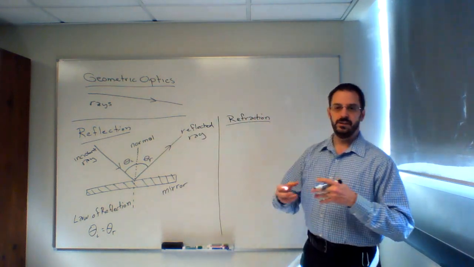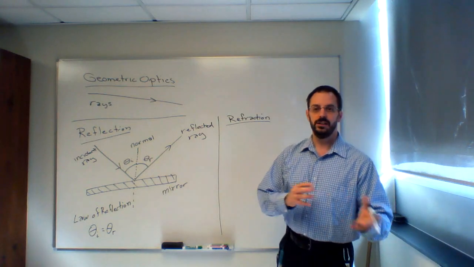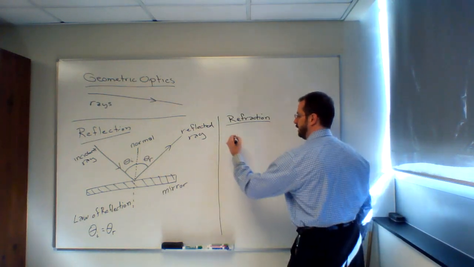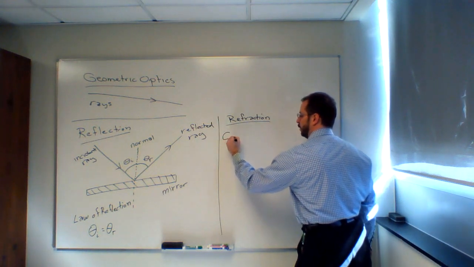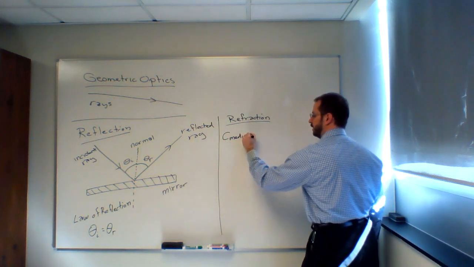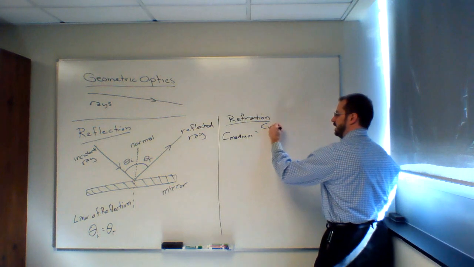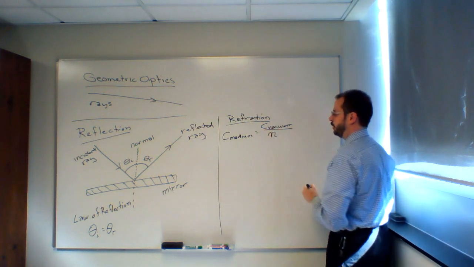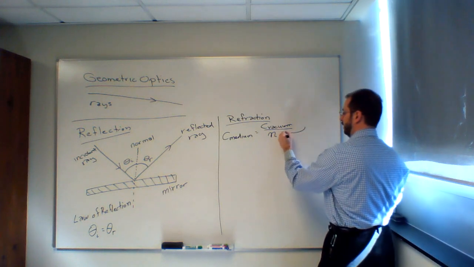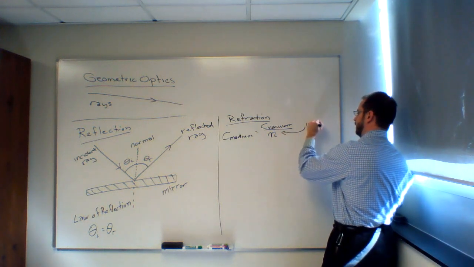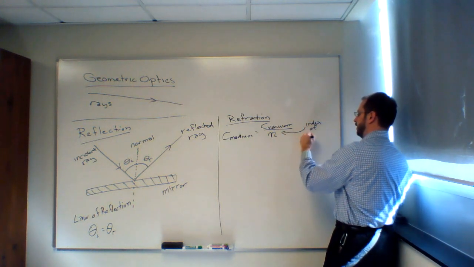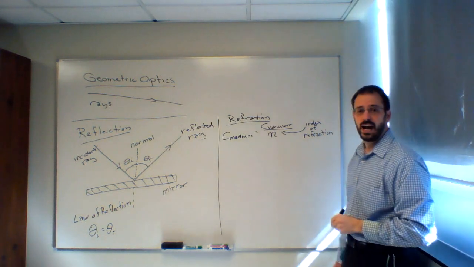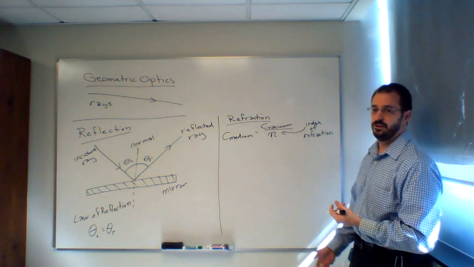But if the speed of light is changing, if there's a different speed of light, and that's what happens inside a medium, the speed of light when light enters some medium is equal to the speed of light in vacuum divided by something called n, where n is known as the index of refraction. So this n is a number.